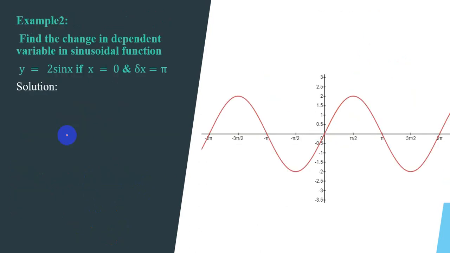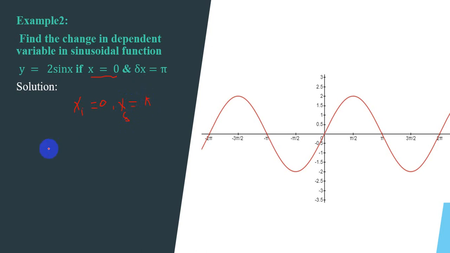Look at another example. Find the change in the dependent variable in the sinusoidal function y is equal to 2 sine x, if x is equal to 0 and delta x is equal to pi. Here you can see my initial value xi is equal to 0 and my delta x is equal to pi. It means my final position, the final value of the independent variable, xf is equal to pi.